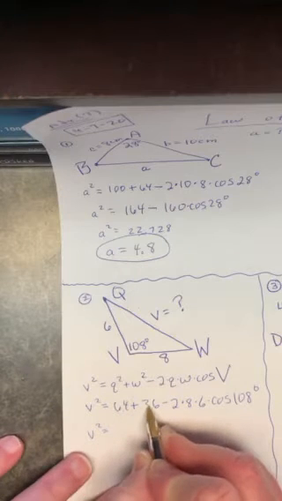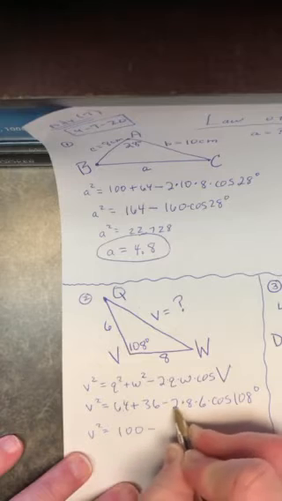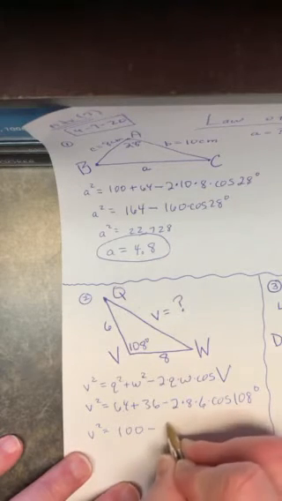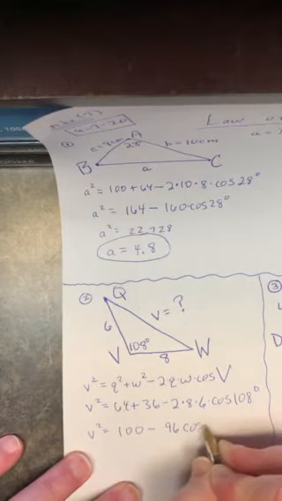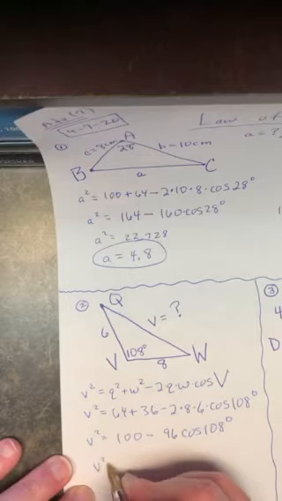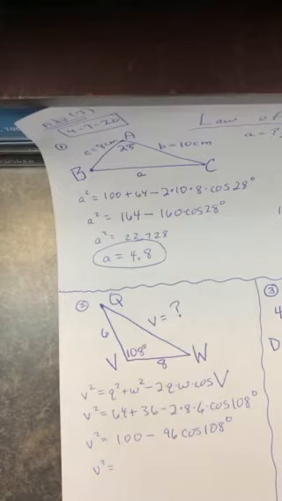64 plus 36, I can add them together. That gives me 100. Minus 2 times 8 is what? 16 times 6 is 96 cosine of 108. And literally, since all that information is given to me now, can I type all that into my calculator? So if I do, I'm typing 100 minus 96 cosine 108.